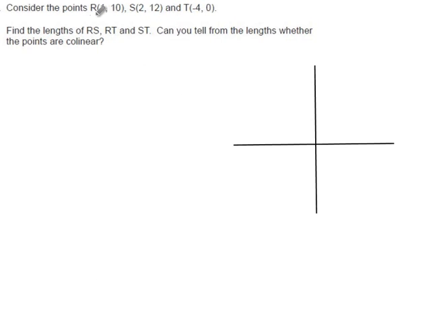let's find out. We have the point R, which is at (1, 10). So 1, 2, 3, 4, 5, 6, 7, 8, 9, 10. There's R. We have the point S, which is at (2, 12). So one step over, and if that's 10, then 11, 12. And then we have T, which is at (-4, 0). And we'll label that T.